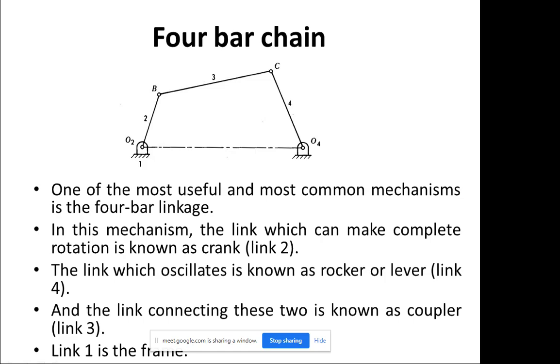So this is the crank, the fourth one is the rocker, and the link between the crank and the rocker is known as the coupler. And the base frame, the first link, is nothing but the frame. So the frame, then this one is the crank, this one is the coupler, and this one is the rocker. Okay, so this is the 4-bar chain. Now we will see the different inversions possible.